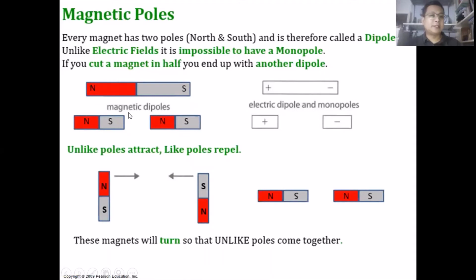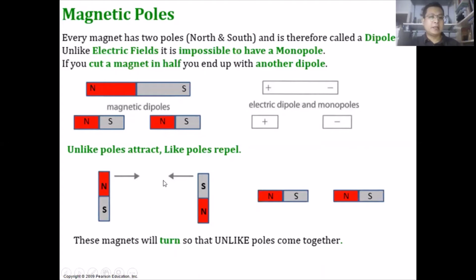So the first one we can see, in red, is the north pole, and the second one, in gray, is the south pole. It means if you cut it in half, for example, I take the north part and cut it again, it will separate into two poles also, north and south. So we cannot separate them. Every magnet will create poles.